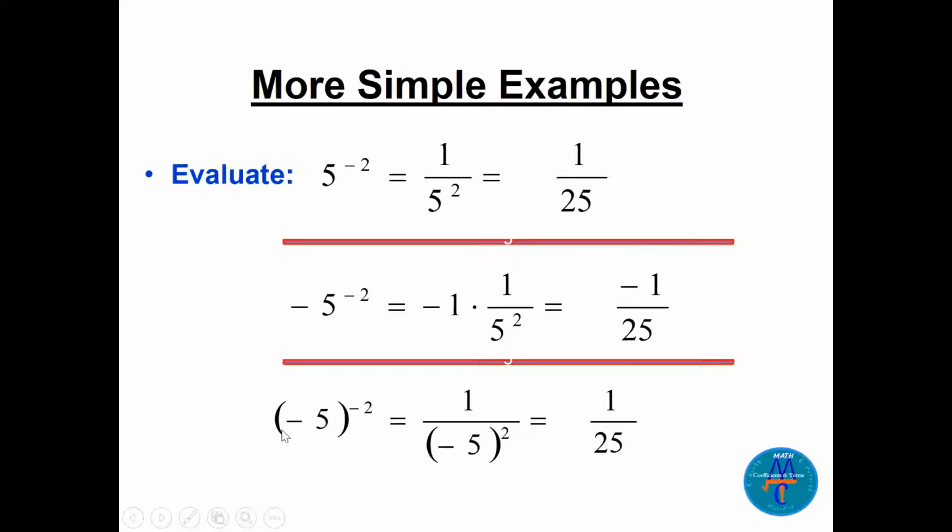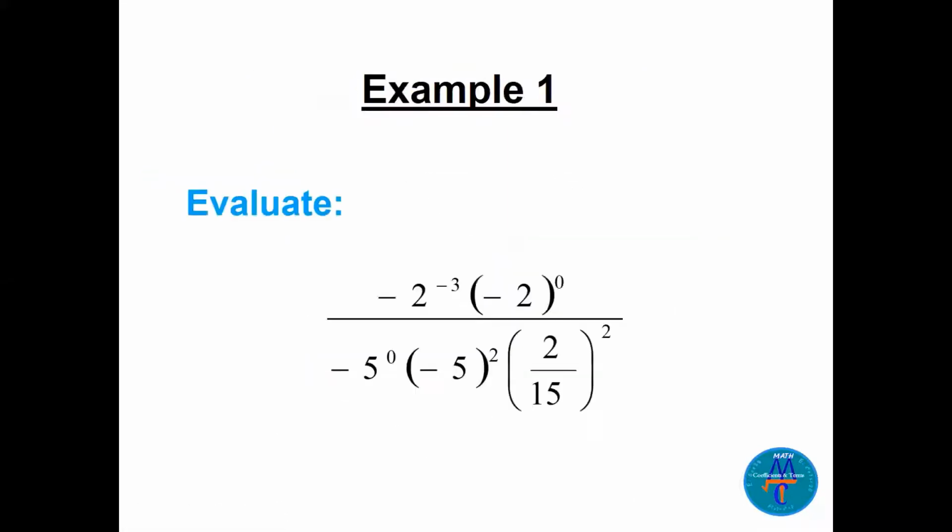Now, if I have a bracket, minus 5 all to the power minus 2, see, this all will come down in the denominator: 1 over minus 5 all squared, and this is a bracket, that means 1 over plus 25. Nice question. This is example 1. It's a little tricky, I think, this one.